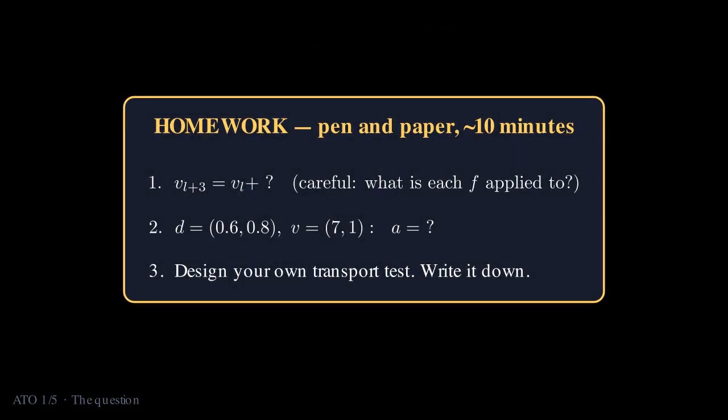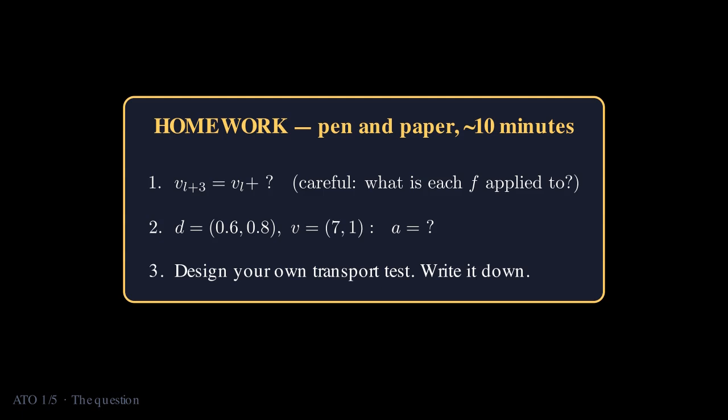Your homework before the next video. Genuinely do this on paper. It's 10 minutes. And next video opens with the answers. Exercise 1. Unroll the stream across 3 layers and write exactly what delta is, keeping track of what each layer's function is applied to. Be careful, it is not applied to the original vector. Exercise 2. With the Python direction (0.6, 0.8), compute the reading of the stream (7, 1).